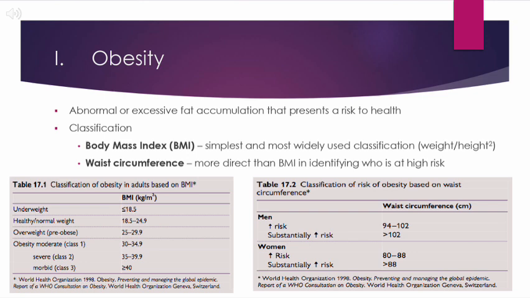Now, why is abdominal fat more dangerous? Because it is closely linked to insulin resistance, inflammation, and cardiovascular disease. So a person may have a normal BMI, but if they have a high waist circumference, they are still at high risk. This is very important in clinical practice, because if we rely on BMI alone, we might miss patients who are actually at risk. So ideally, we use both BMI and waist circumference together.